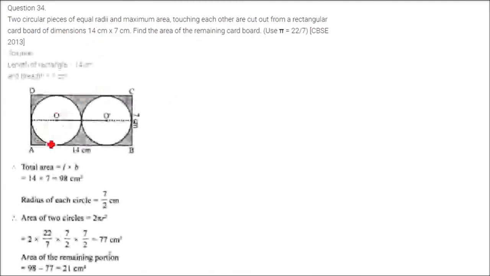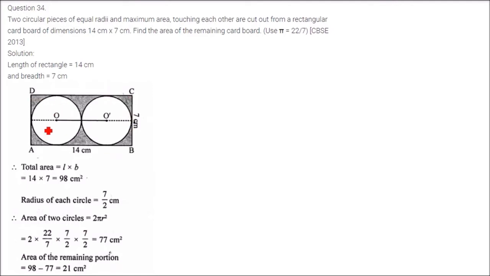2 circular pieces of equal radius. These are 2 circular pieces of equal radius and maximum area. So all this is a cardboard. So there is a maximum area of circle. 2 circles touching each other are cut out from a rectangular cardboard. The dimension is, this is 14 length and the height or the width is 7. Find the area of the remaining cardboard.